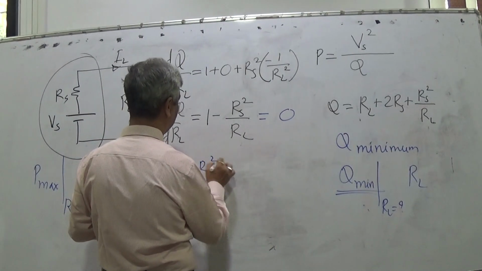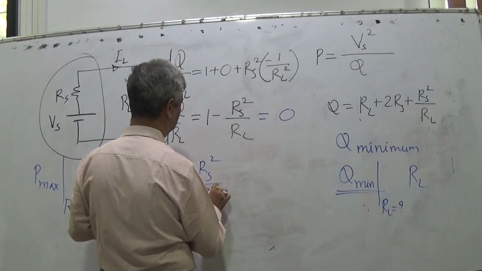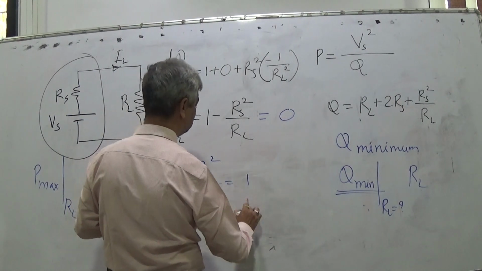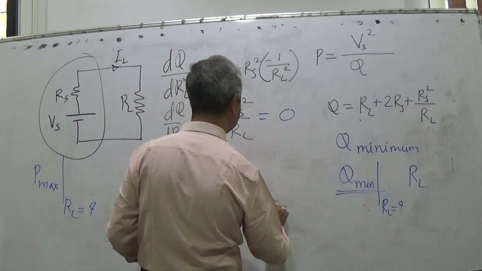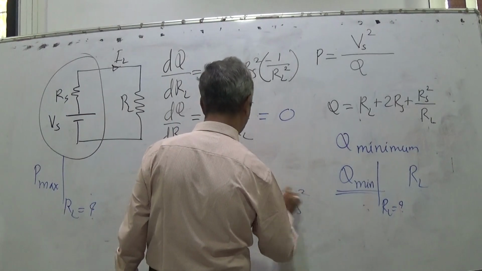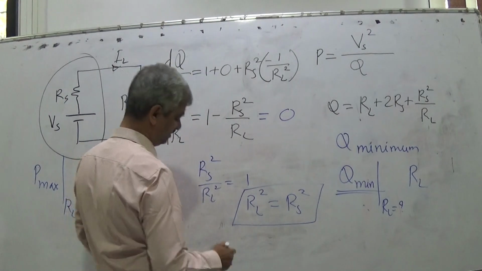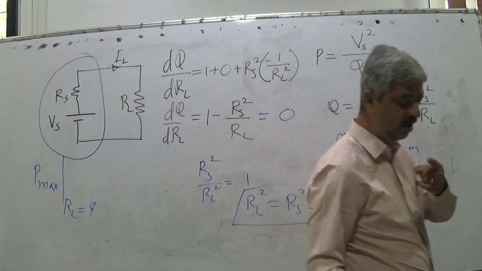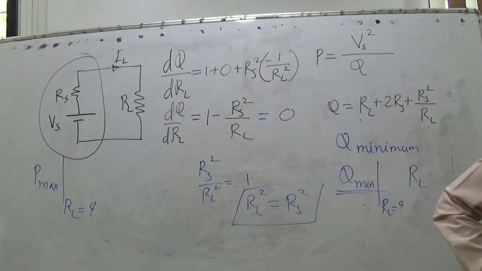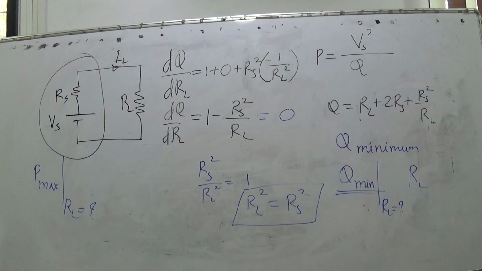Rs square upon RL square is equal to 1. That is, RL square is equal to Rs square. When this expression is satisfied, the denominator will become 0. Q will become 0 when this expression is satisfied. But does it mean it is minima?